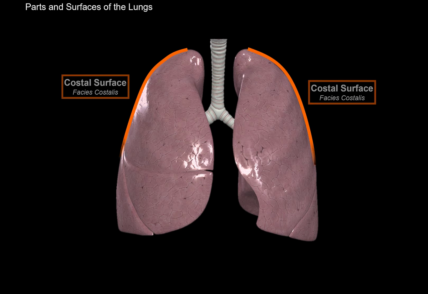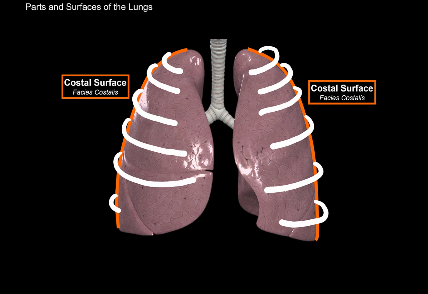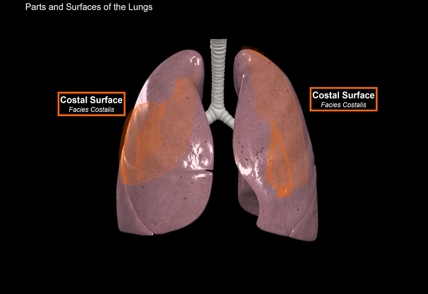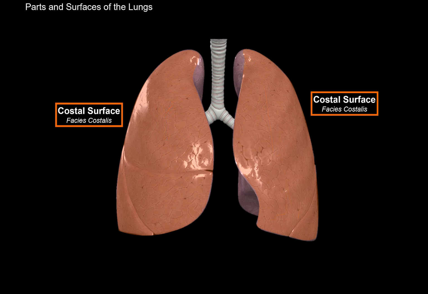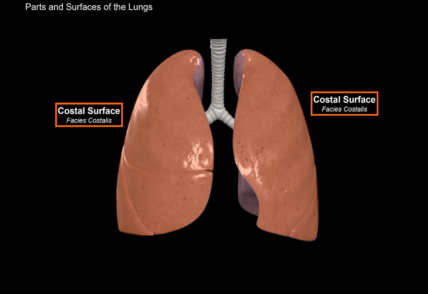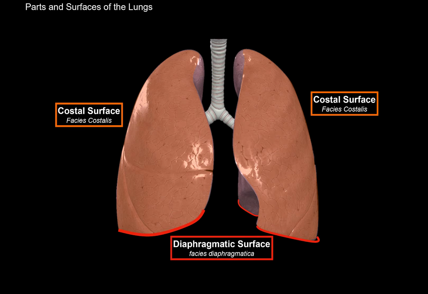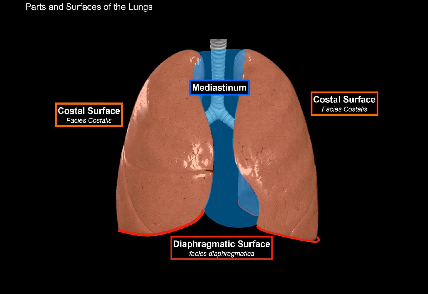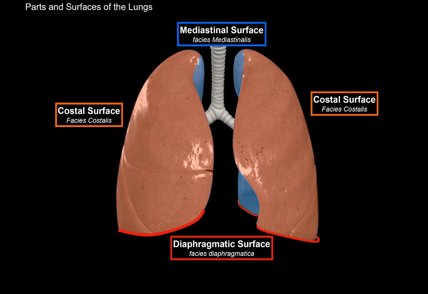The first surface we're going to have is the costal surface, which is directed towards the ribs, as you see here. So this whole surface, which is covered by the ribs, is what we refer to as the costal surface. Below the lungs, you will find a perfectly drawn diaphragm, which means that the bottom surface is called the diaphragmatic surface. Between the lungs, you'll find a space filled with structures called the mediastinum. So this is the mediastinal surface.